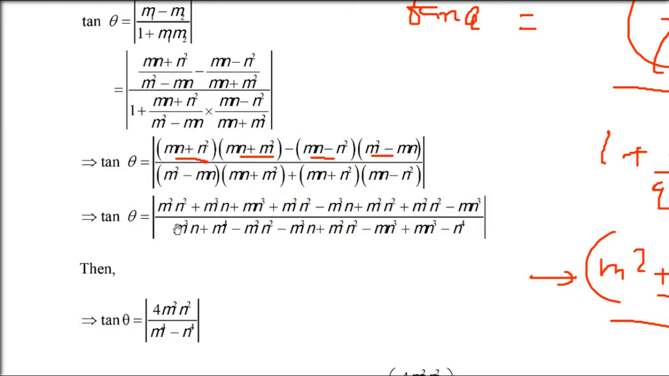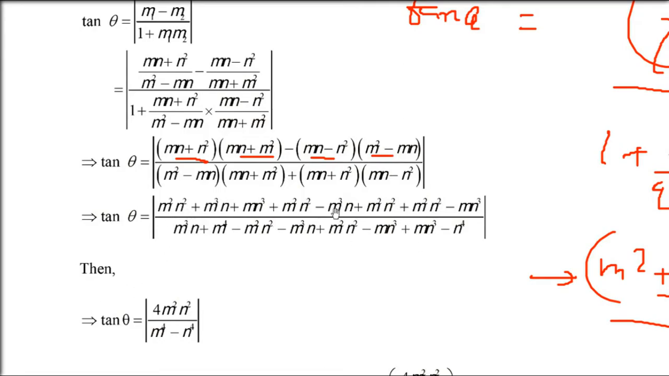Denominator also we are going to do this. M square and mn. Denominator you will be able to do it. M square mn is m cube n. M square m square is m4. Minus mn and mn is minus m square n square. Minus mn and m square is minus m square n, m cube n. Then mn is m square n square. Sign will not change. Same thing with changed sign.